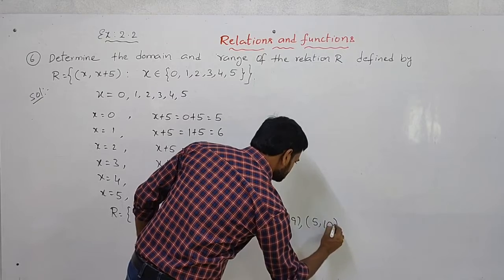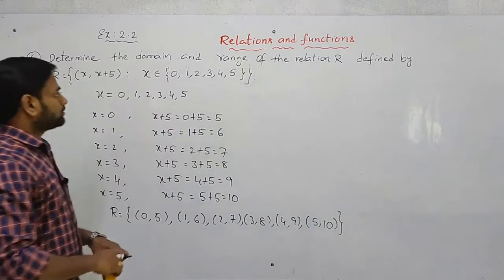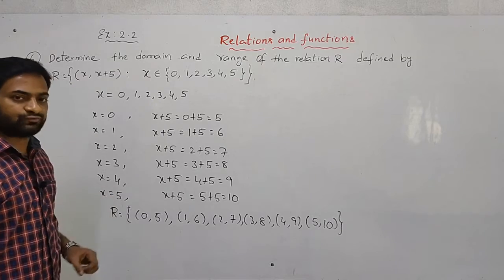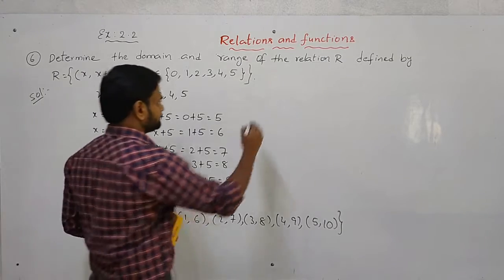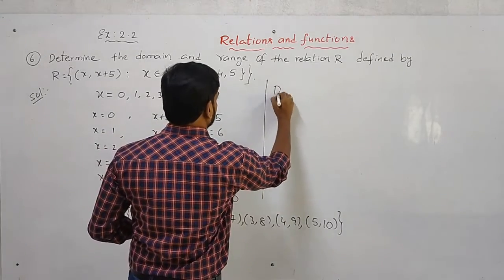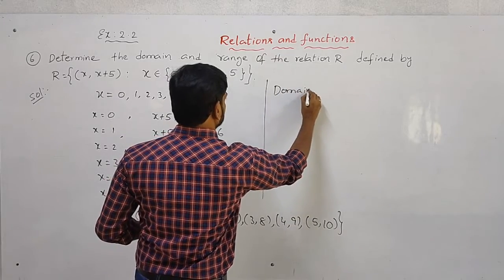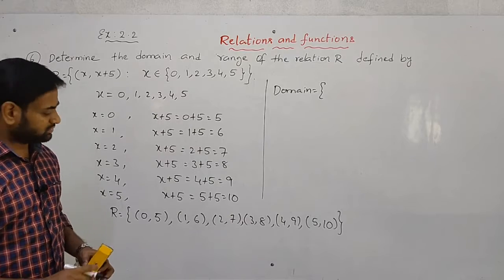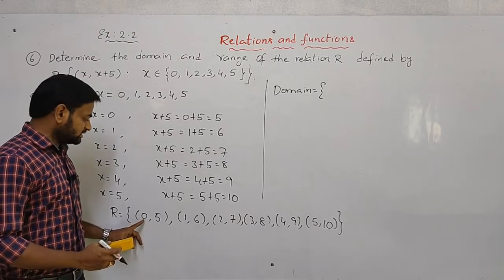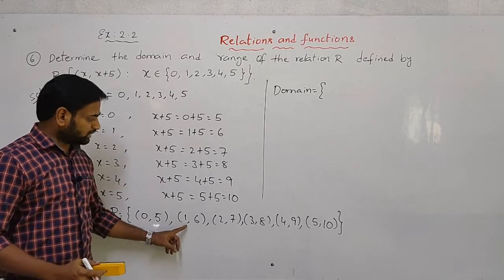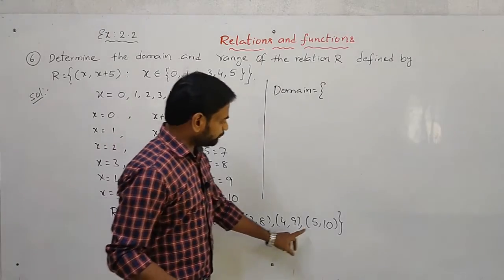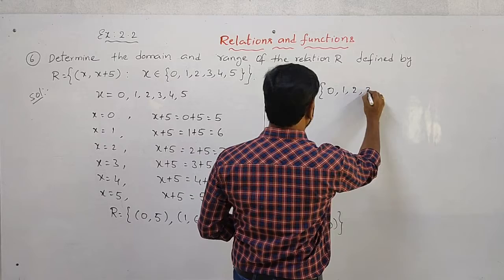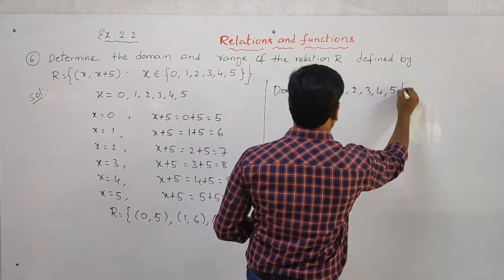Now see, it is in the roster form. Now we have to find what is the domain, what is the range. So domain, the set of all first values in the relation. So what are the first values here? 0, 1, 2, 3, 4, 5. These are the domain.